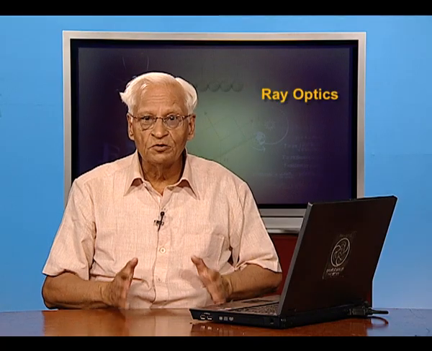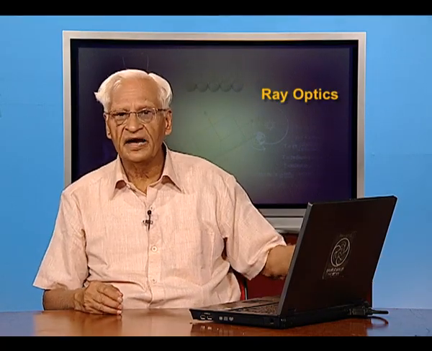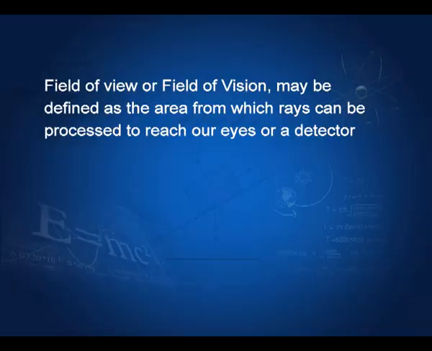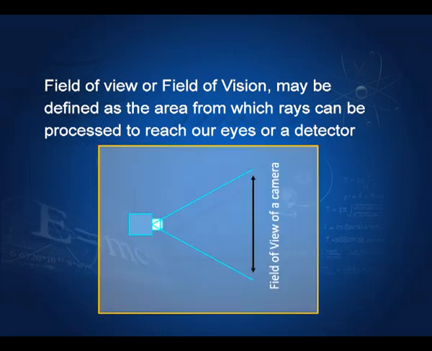Now, how do we make use of this fact? We define something called field of view. What is field of view? Field of view or field of vision may be defined as the area from which rays can reach our eyes. Only in this region can the rays come through the device and reach our eyes or the detector here. Rays coming from here cannot, rays coming from here cannot. So, only in this area the rays can enter and get detected. So, this is called the field of vision or field of view of a camera.